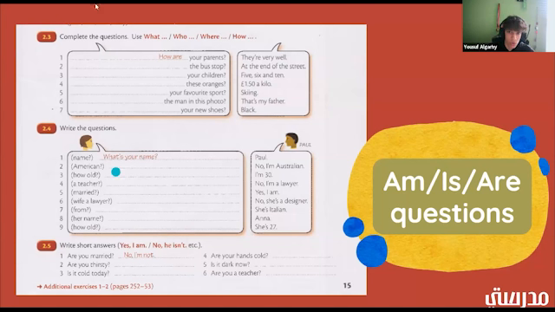All right. Are your hands cold? No, they aren't. Good. Is it dark now? Yes, it is. Okay. And the last one, are you a teacher? Yes, I am. Okay. All right.